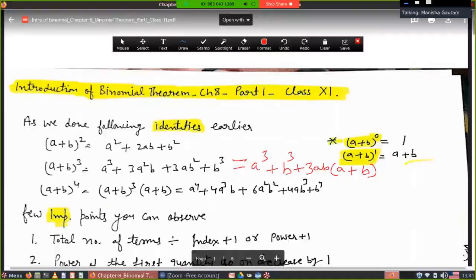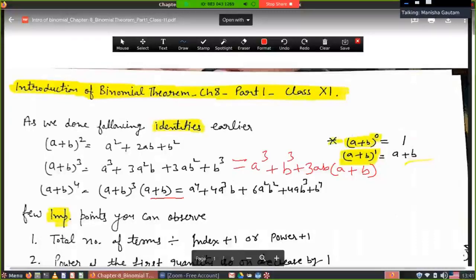Now (a plus b) whole to the power 4. This can also be solved in classes 9th or 8th. (a plus b) whole cube into (a plus b), and you can write it as a to the power 4 plus 4 into a cube b plus 6 into a square b square plus 4ab cube plus b to the power 4. I think you recalled all these identities.